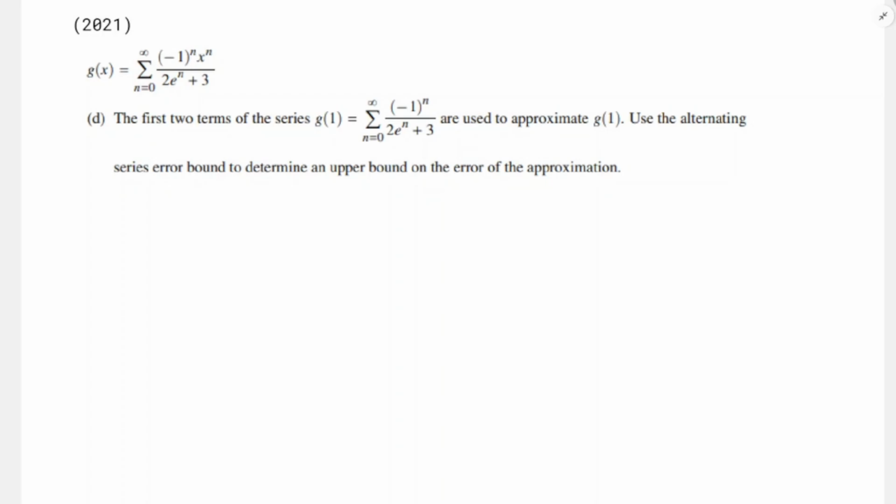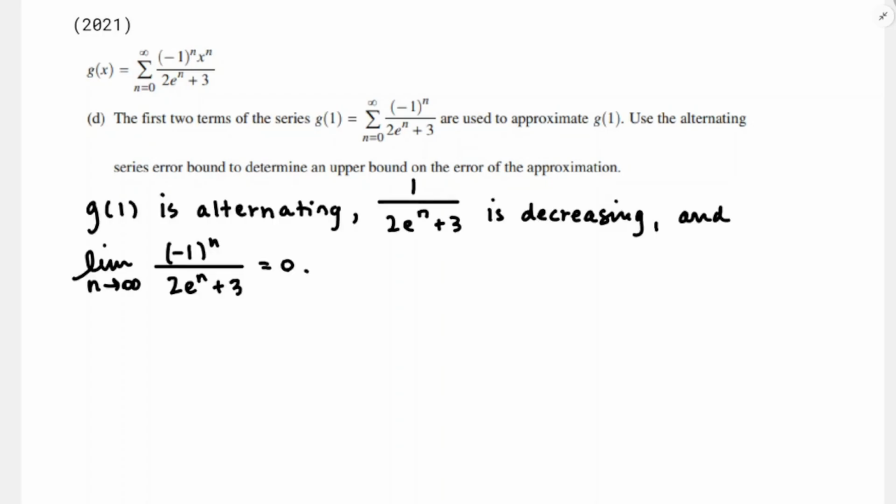Right, now the last example I've got for you is a little more straightforward. It's like, here's an alternating series. You're going to use the first two terms to approximate g of 1, and you're going to use the alternating series error bound to determine an upper bound on the error of the approximation. So the first thing we're going to do, if we're going to use the alternating series error bound and they haven't already told us that the series is converging by the alternating series test, we need to verify that ourselves. So I'm going to say g of 1 is alternating.